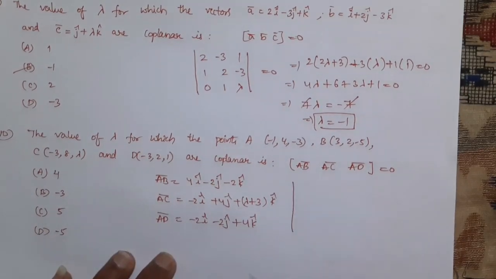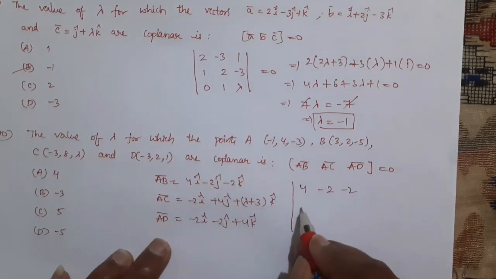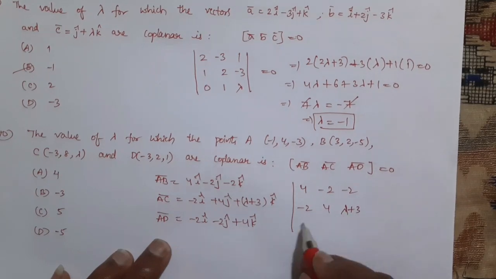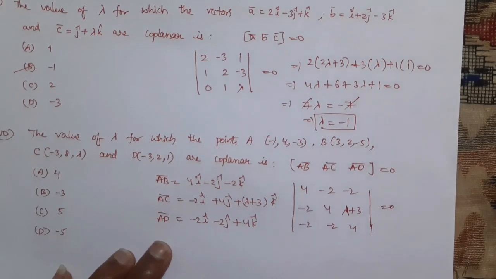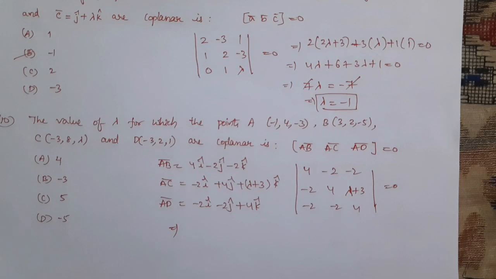So that is the determinant. First AB bar: 4, minus 2, minus 2, and then AC is minus 2, 4, lambda plus 3, and then minus 2, minus 2, 4. The determinant is equal to 0. So now if we find the determinant, we will get the value of lambda.